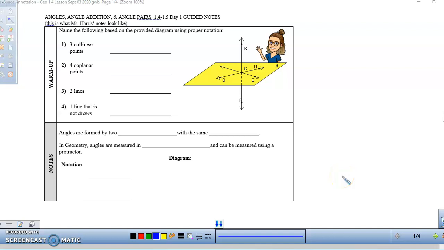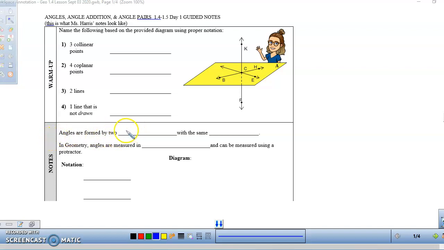Hello, Geometry. This is Miss Butler again, and today we're going to start into some angles, definitions, and notation. So you should have done this warm-up on your own. If you haven't, please pause and do the warm-up. Okay, and then I am not going to go through this with you. I'm going to have you go through that with your groups tomorrow or whenever you go through this practice stuff together.